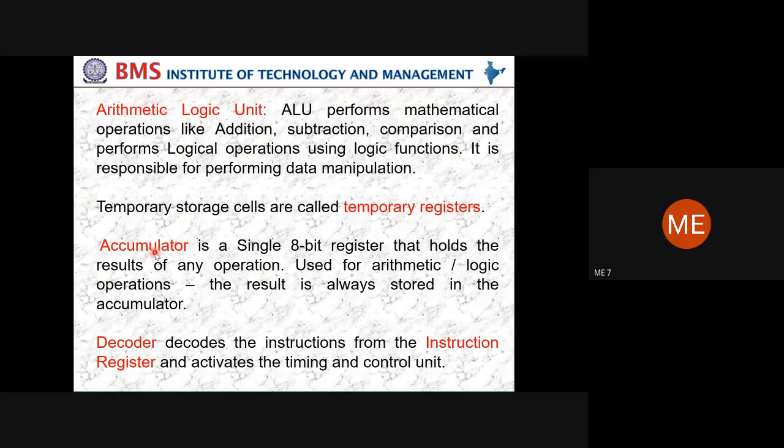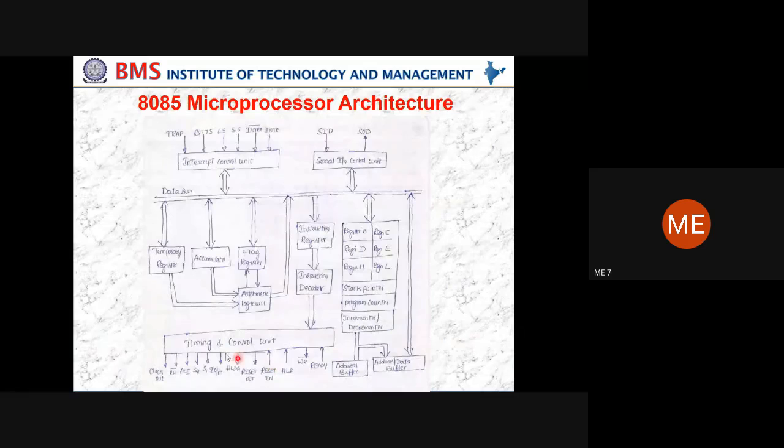Then we have an accumulator. You know the accumulator. Basically, the accumulator is a single 8-bit register that holds the results of any operation. Immediately after the operation, that data is stored in the accumulator. Then we have the decoder. The decoder decodes the instruction from the instruction register and activates the timing and control unit. Just observe now. Temporary register and accumulator, we are done.